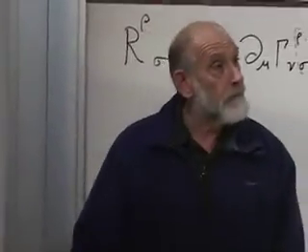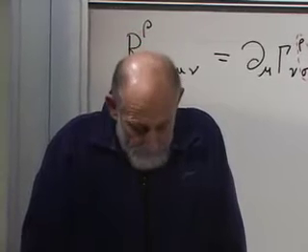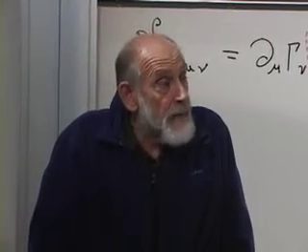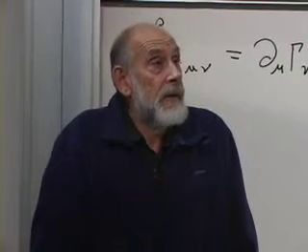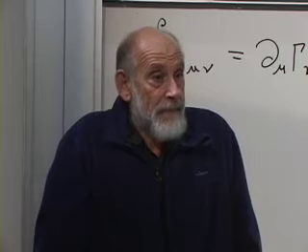Question? Can you illustrate what it means to keep a vector parallel to itself when you move on a curved surface, like on the surface of the Earth? I have a vector that's parallel to the surface. How do I know that I'm keeping it parallel to itself as I move along the surface of the Earth?